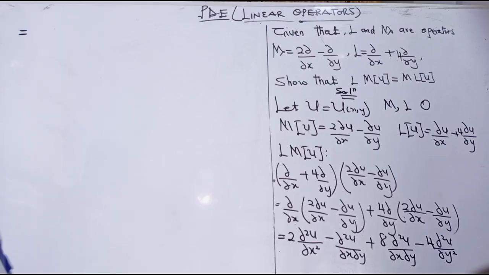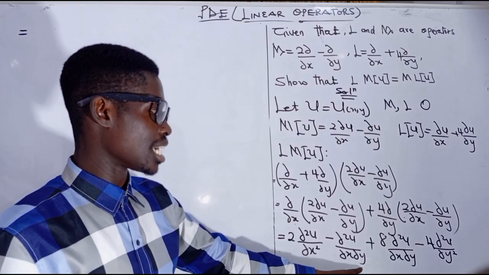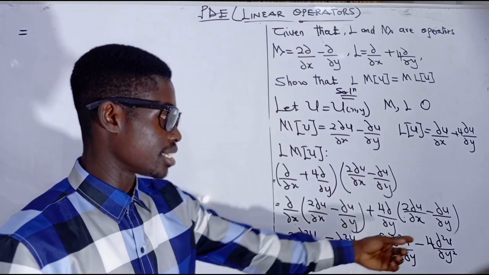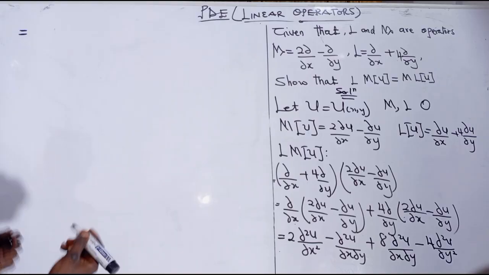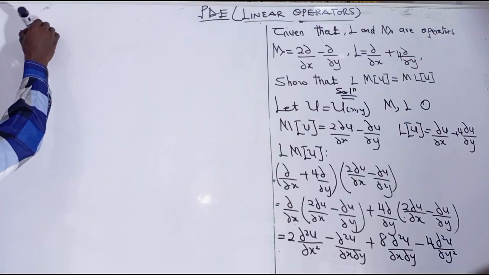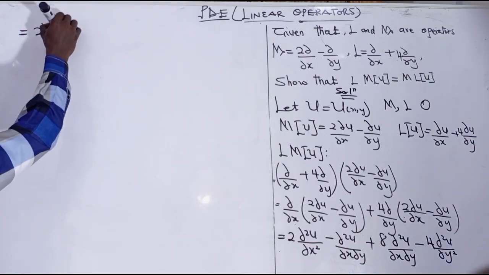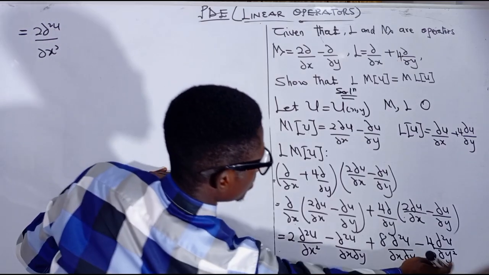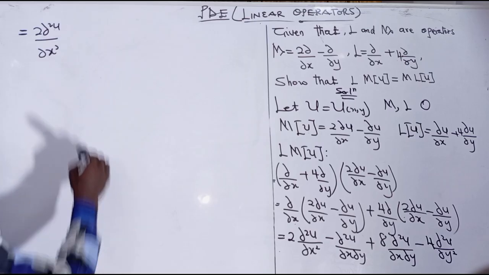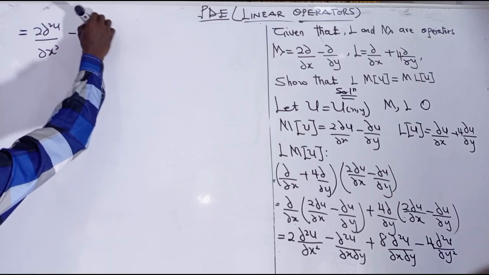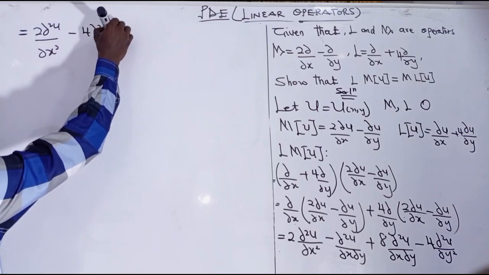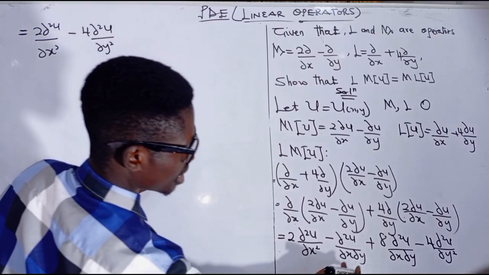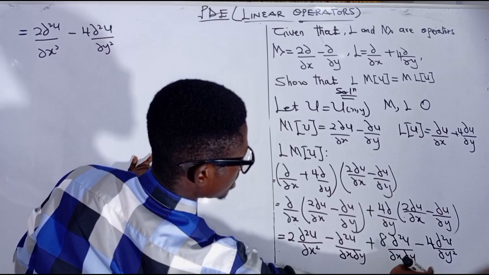So for me, we are just going to group the like terms. Those with the x, the y, the x, the y go to one side, then the x squared and the y squared go to another side, grouping the like terms. So we are going to have 2 del squared u del x squared. Then you come and pick 4 del squared u del y squared. So we have minus 4 del squared u del y squared.